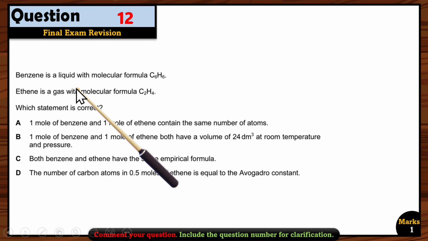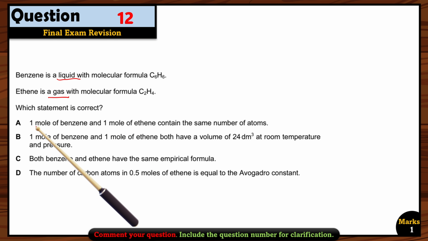Question number 12. Benzene is a liquid with molecular formula C6H6. Ethene is a gas with molecular formula C2H4. Which statement is correct? Now, the most important thing you have to highlight is that benzene is a liquid and ethene is a gas. Okay, now let's see one by one each statement.